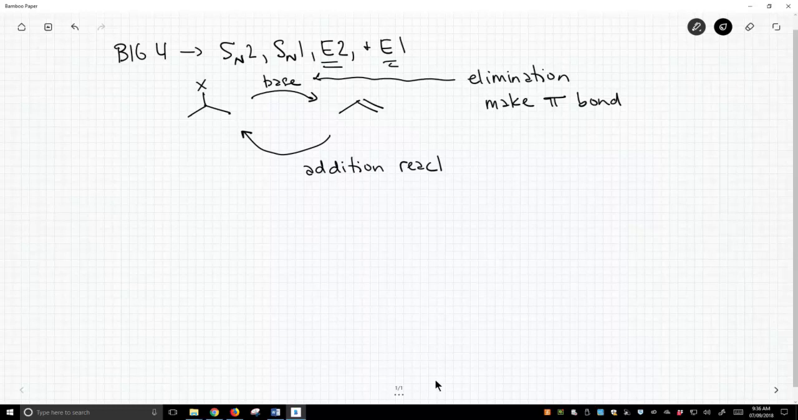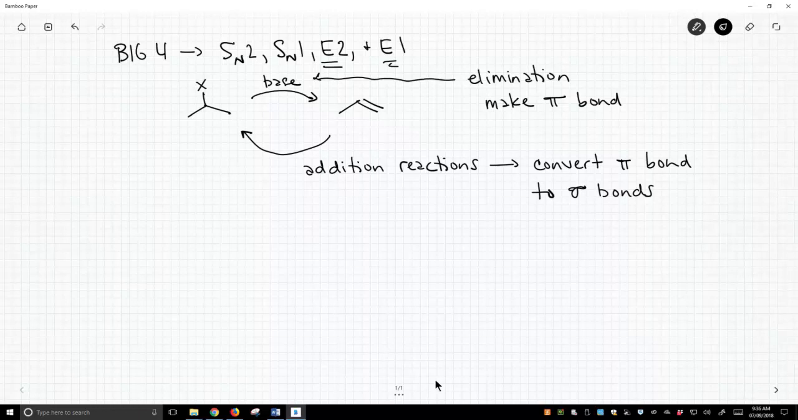And these addition reactions are going to convert our pi bond to sigma bonds. Whoops, try to draw pi bond to sigma bonds. So an elimination creates pi bonds. Addition reactions use those pi bonds and convert them into sigma bonds. It's really the exact opposite process.